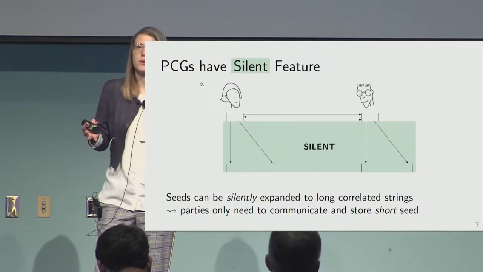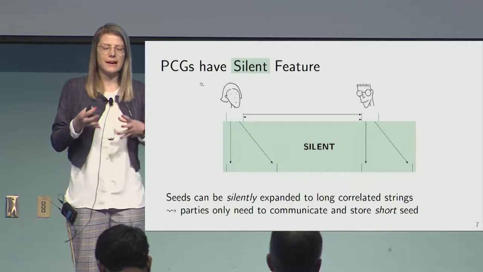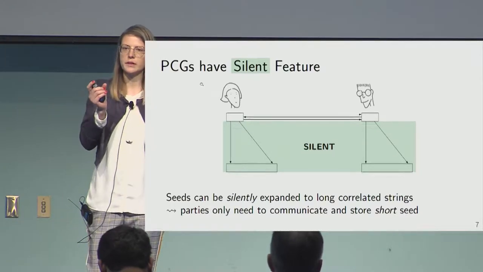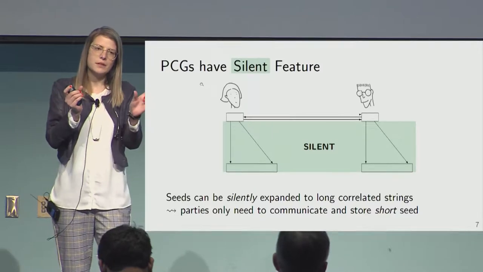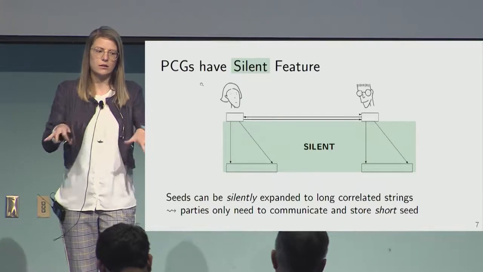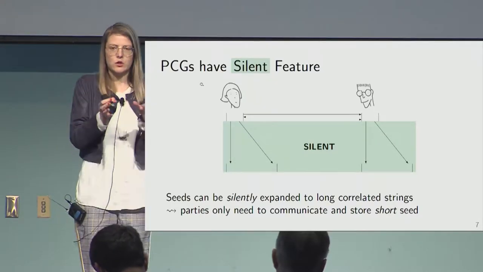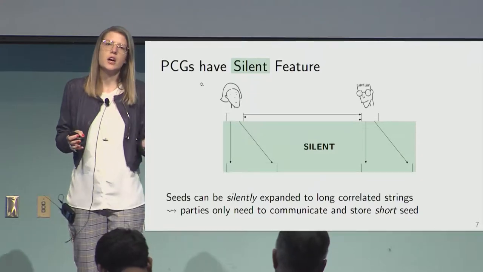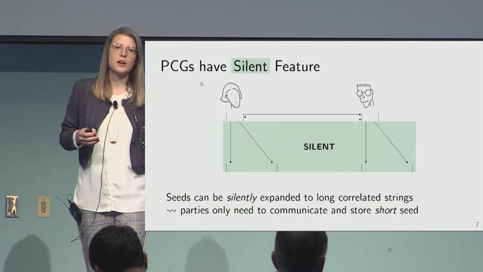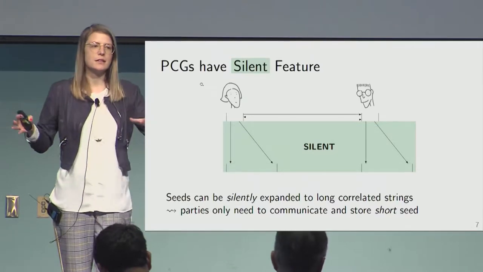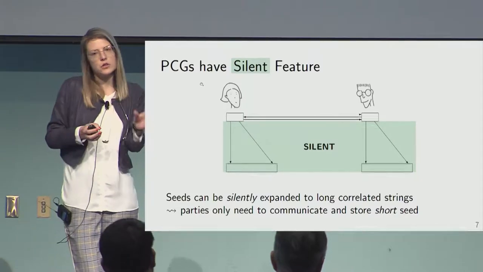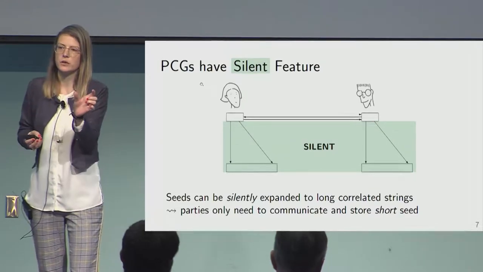And what I want to stress in particular is that a PCG has this silent feature. So the only thing communication is necessary for is the short seeds. In particular, the storage and the communication now only depend on the seed size, and for expansion there's no more communication necessary. So even for multi-party protocols, you can do this with many parties, even if you're not sure if you will engage in a secure computation in the future, because all you have to do is to store this very short seed.